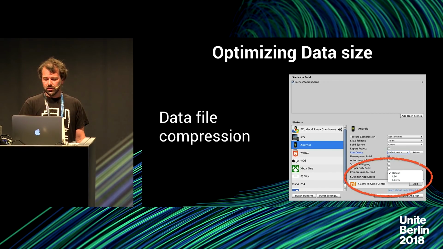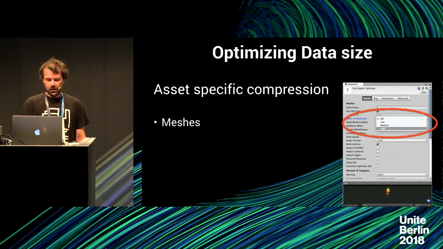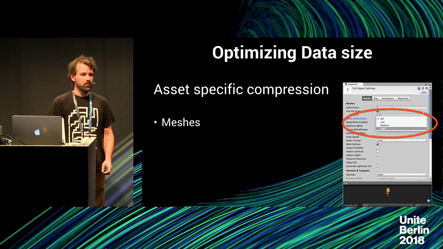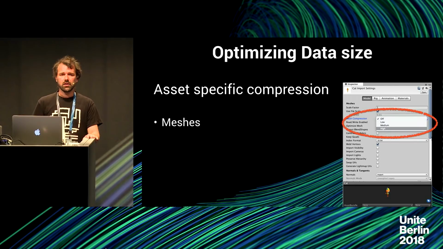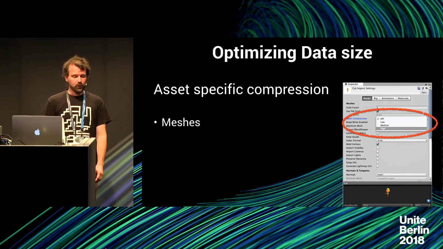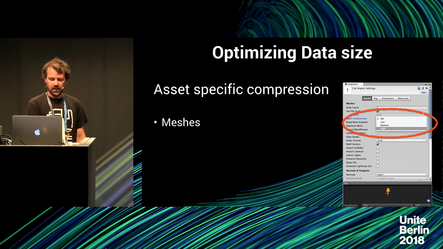The other compression we have in Unity is asset-specific compression formats. For some asset formats, you can get much higher compression ratios than you can get by a general-purpose compressor, if you have a compressor which is aware of the asset file format and can perform some lossy compression on that data. So the first data type where we have that is meshes.